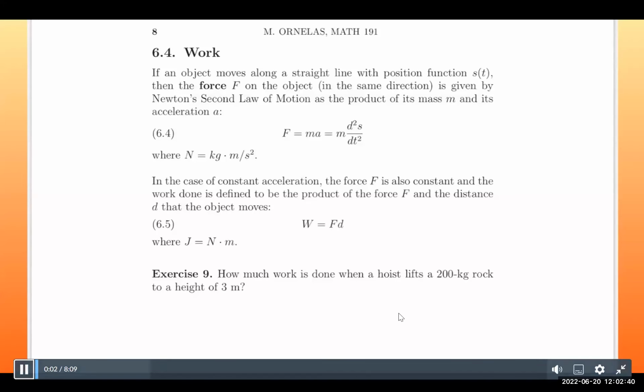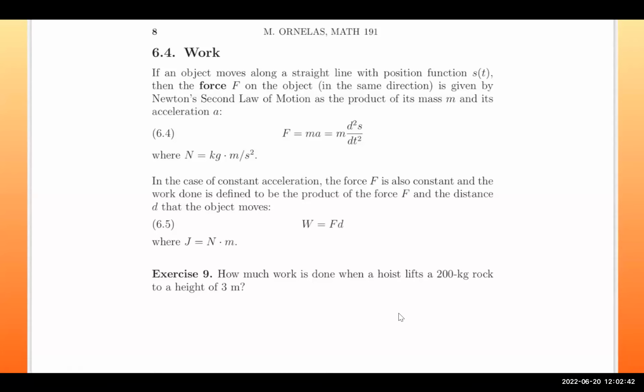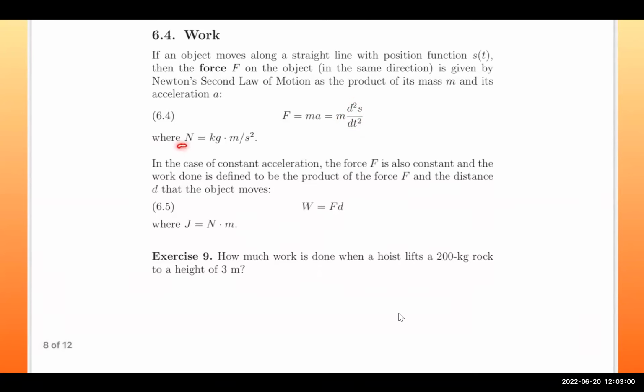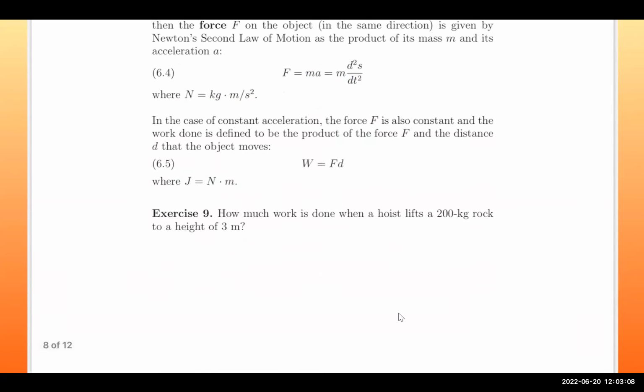This is section 6.4 on work. If an object moves along a straight line with position function s of t, then the force F on the object is given by Newton's second law of motion, which is basically F equals ma, where a is acceleration. So that would be mass times acceleration, which is the second derivative. The units are going to be newtons, which is kilograms, the units for mass, times meters per second squared, the units for acceleration.